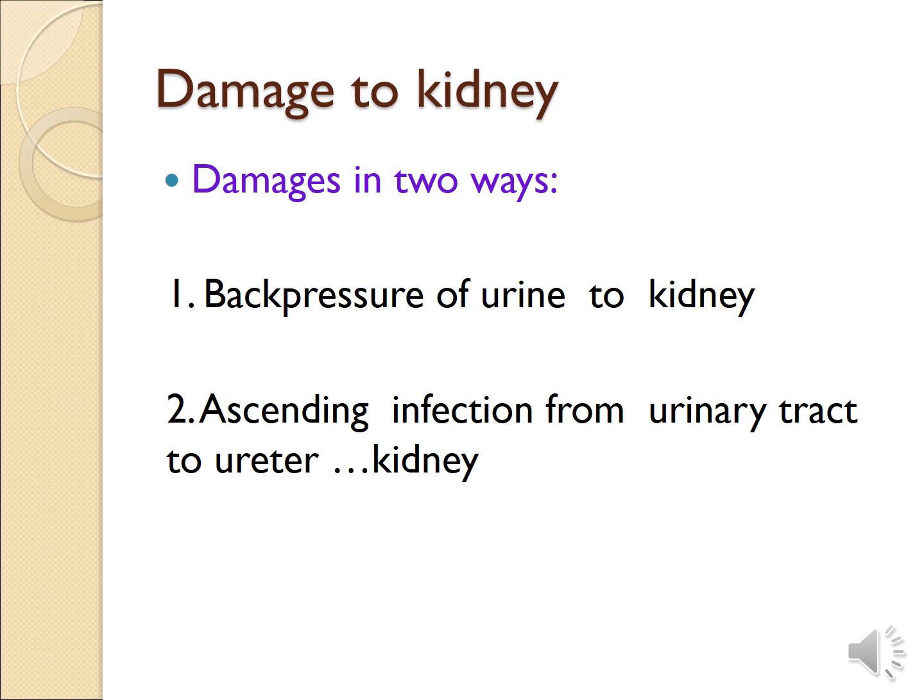So now, how is the reflux causing damage to the kidney? It causes damage to the kidney in two ways. Number one, by the back pressure of the urine to the kidney. The urine is flowing back towards the ureter and to the kidney, so it creates a pressure and then causes kidney damage. The second type is by ascending infection from the urinary tract to the ureter. Urine is a good medium or source for growth of organisms. So this urine is flowing back to the ureter and to the kidney, so infection is carried throughout the urinary tract, which may damage the kidney earlier or faster.